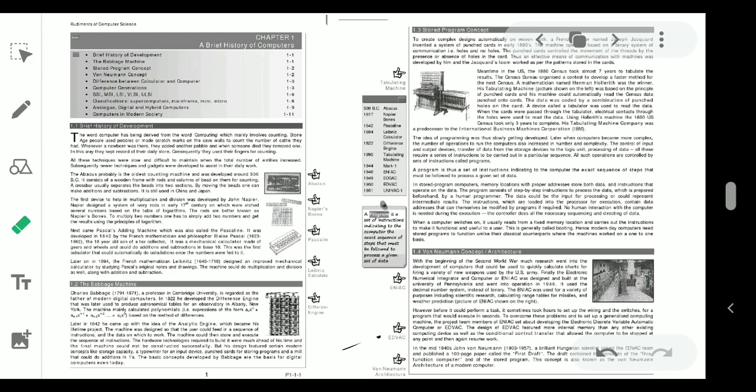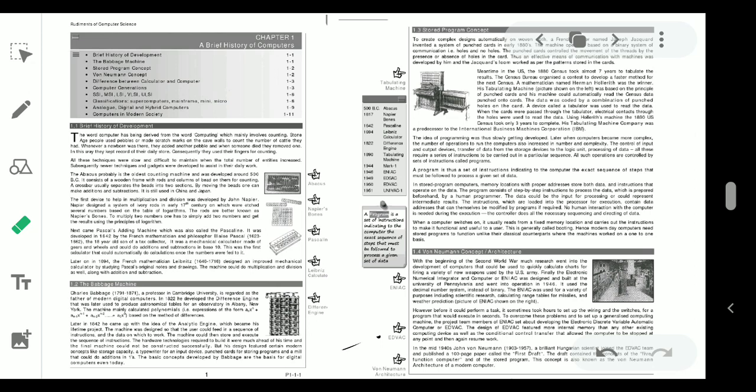Based on this Neumann concept, in 1949 the Electronic Delay Storage Automatic Calculator, that is EDSAC, was made and used at Cambridge University in England. This is actually the first stored-program electronic computer.